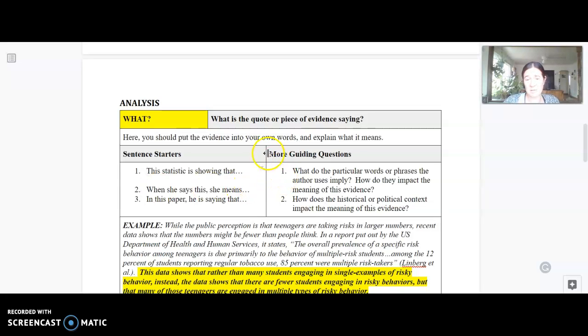More guiding questions that could help you. What do the particular words or phrases the author uses imply? How do they impact the meaning of this evidence? How does the historical or political context impact the meaning of this evidence?